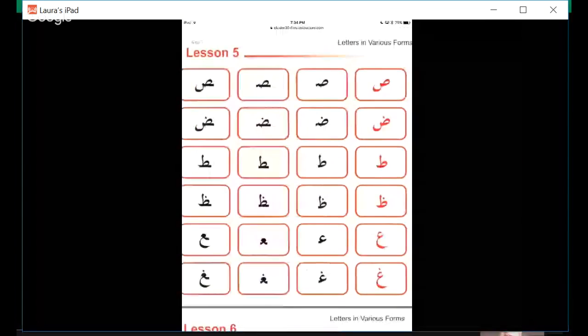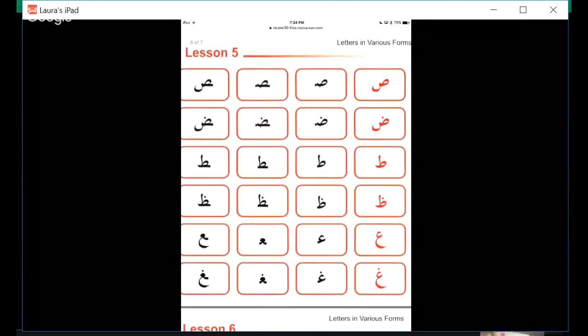Okay, next we have sawed and dawed. Sawed in isolation in the first column, at the beginning of a word, in the middle, and then finally at the end. You see how it changes.